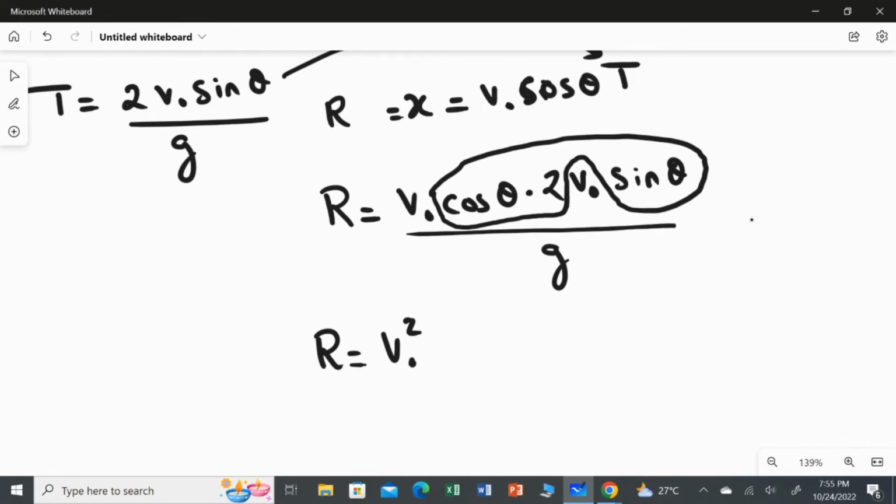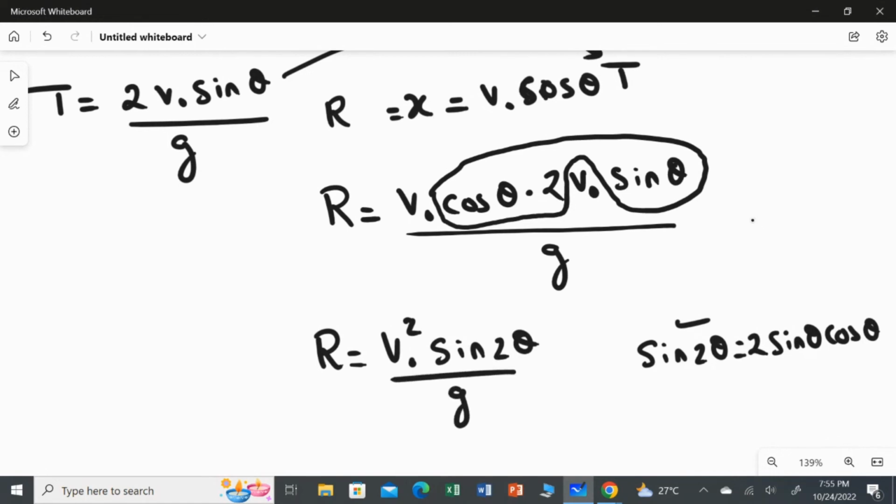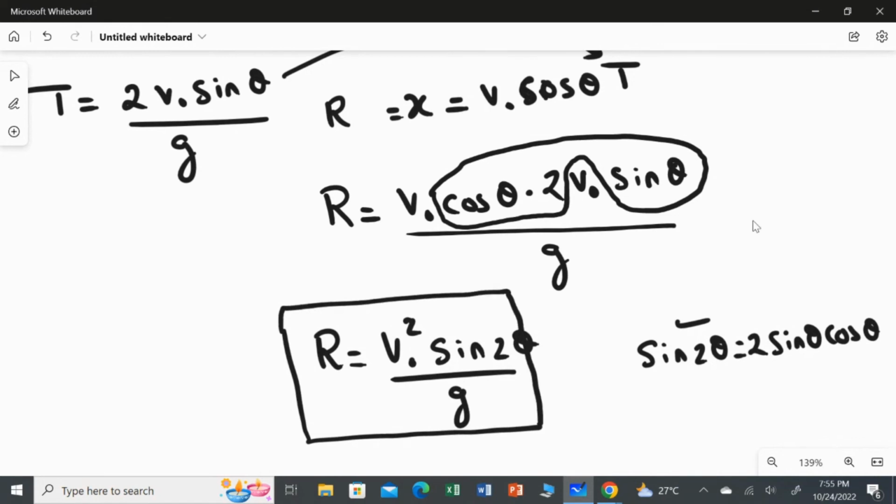We already studied the trigonometry identity: sine 2 theta is equal to 2 sine theta cosine theta. Am I right? So now in place of this 2 sine theta cosine theta, I'm going to substitute sine 2 theta. By that, the above equation will become V naught square multiplied by sine 2 theta over G. So this is our equation for calculating the horizontal range.